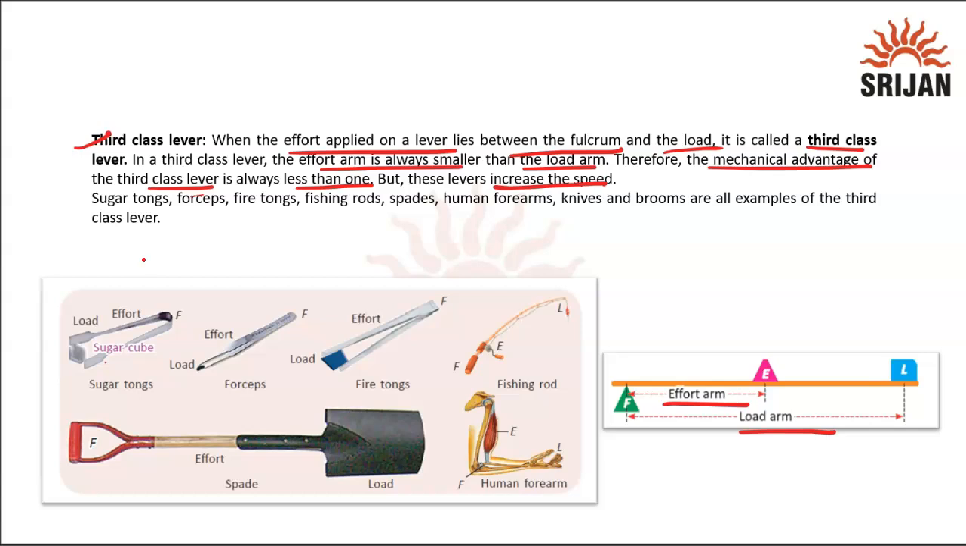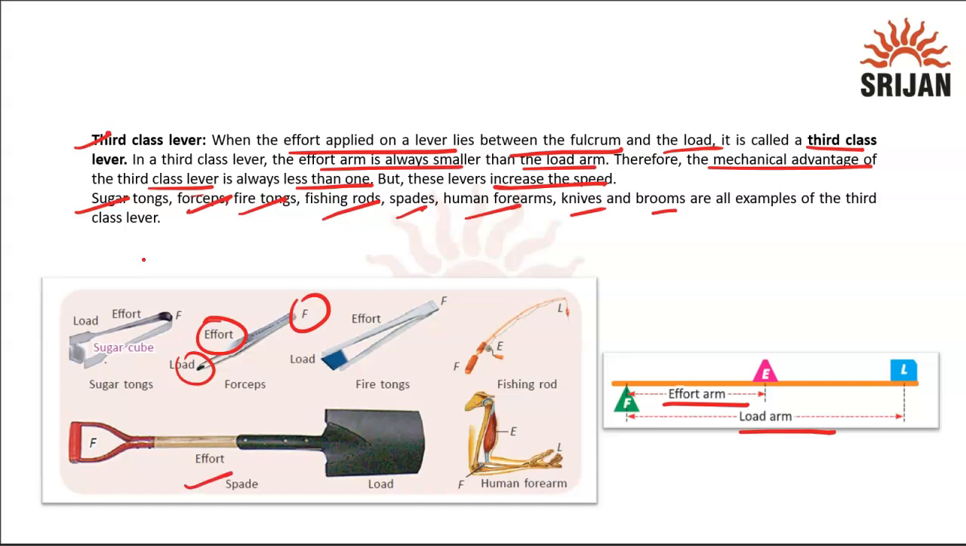Okay, so the examples would be sugar tongs, forceps, fire tongs, fishing rods, spades, human forearms, knives and brooms. All of these examples work on the principle of the third class lever, where you can see the fulcrum at one end, the load at the very end, and the effort somewhere in between. Wherever you are picking up these sugar tongs or forceps or fire tongs, you hold somewhere in between, then you pick the load from the very end, and your movable part is at the other end.